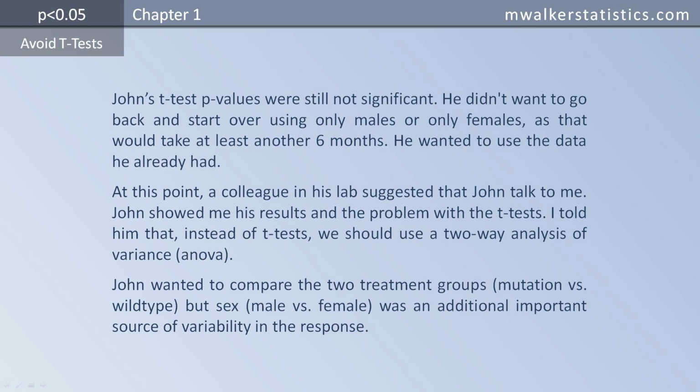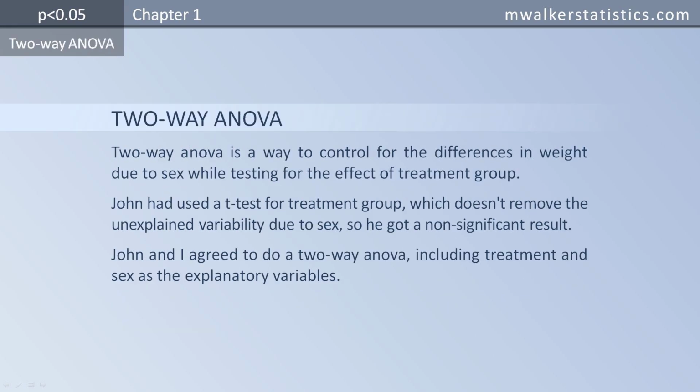John wanted to compare the two treatment groups, mutation versus wild type, but sex, male versus female, was an additional important source of variability in the response. Two-way ANOVA is a way to control for the differences in weight due to sex, while testing for the effect of treatment group. John had used a t-test for treatment group, which doesn't remove the unexplained variability due to sex, so he got a non-significant result.